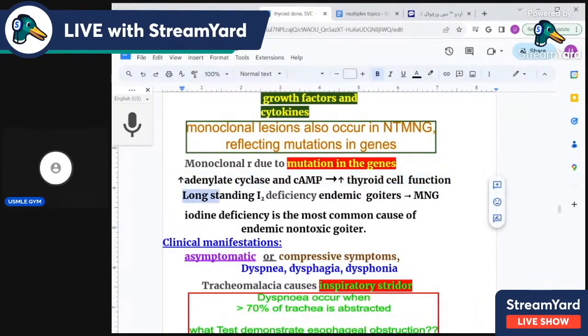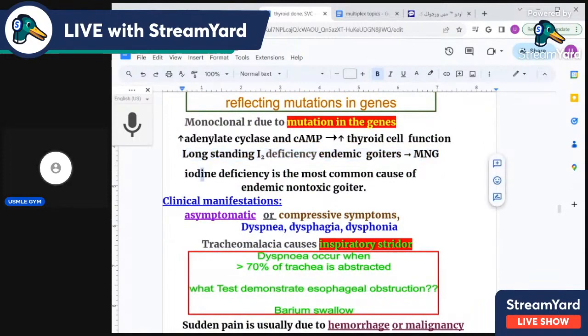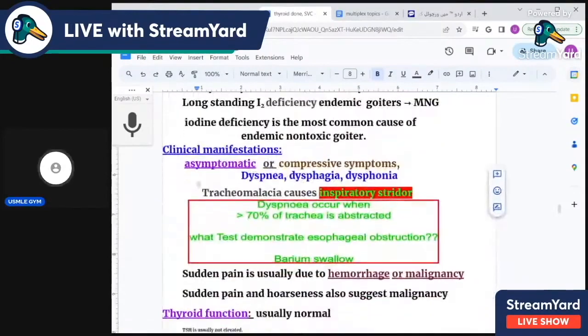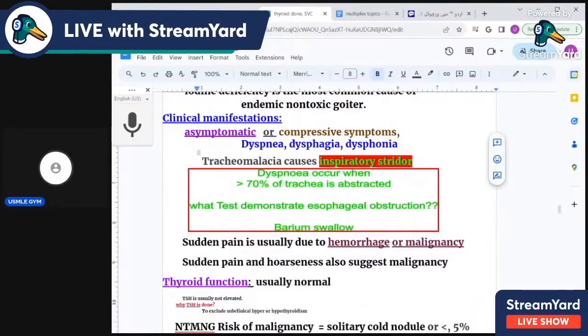And a long-standing iodine deficiency endemic goiter may also be converted to multinodular goiter. Iodine deficiency is the most common cause of endemic non-toxic goiter worldwide, whereas in the Western world, it's a biosynthetic defect that is the most common cause. Clinical features of the multinodular goiter: it may be asymptomatic when small, but compression symptoms occur.